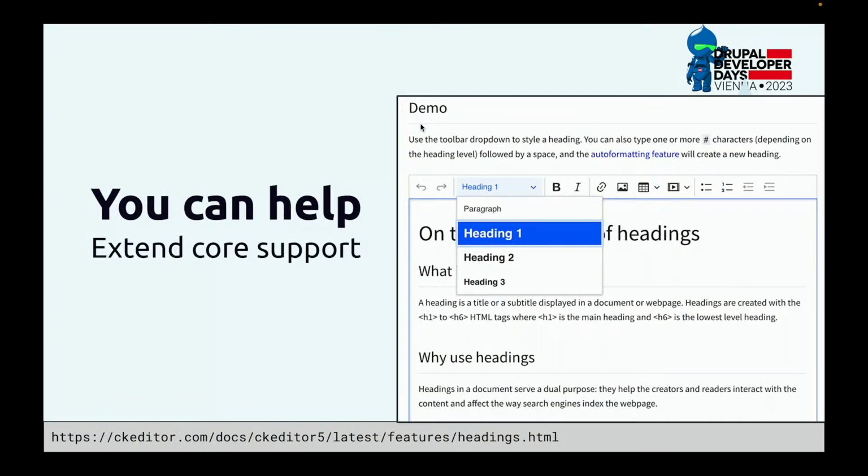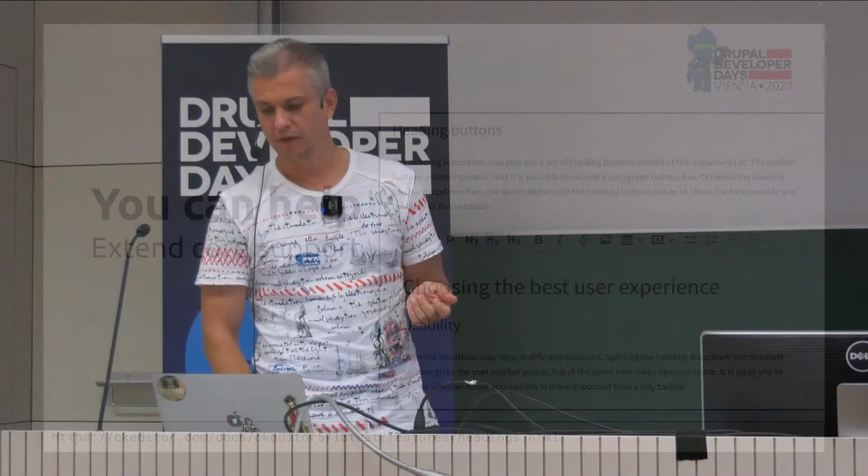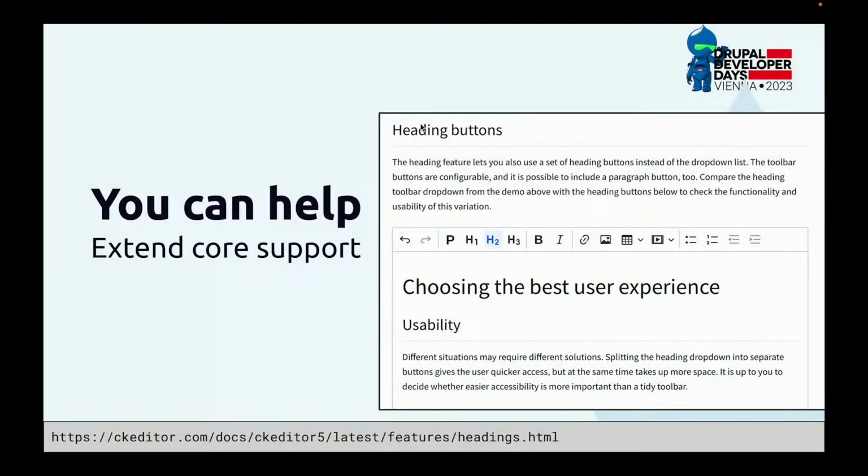One example I want to show you where there's no support, but CKEditor shows it as a good example, is changing the headers. If you don't want a dropdown, you can change your headers into separate buttons through configuration, right? That's available in CKEditor 5 core, but it's not available in Drupal. So instead of thinking, oh, I'll do it custom for a client, maybe it's a good idea to create a module, put it out there, and eventually it might even end up in core.